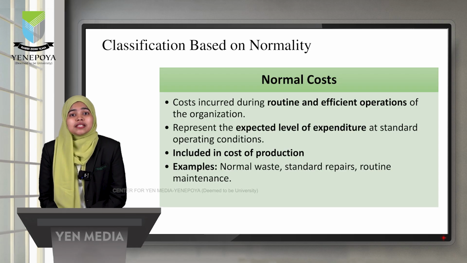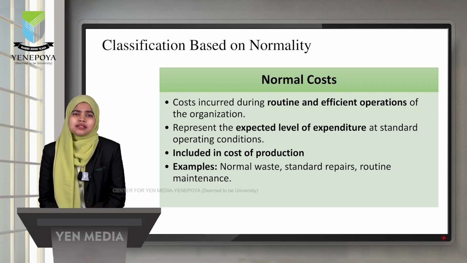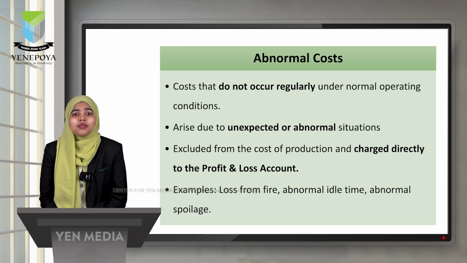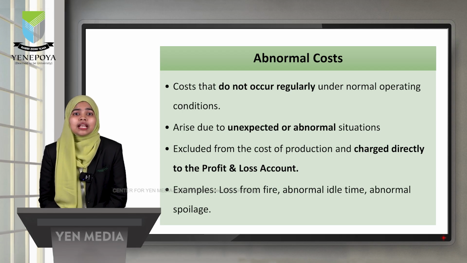Now let's classify costs based on normality. Normal costs are those that are expected to occur during regular operations. Examples include salaries, utilities and maintenance, etc. Abnormal cost, on the other hand, is incurred under unusual or unexpected situations such as accidents, fire or equipment failure. Identifying abnormal cost helps management separate routine expenses from unexpected ones and analyze them separately for better control.